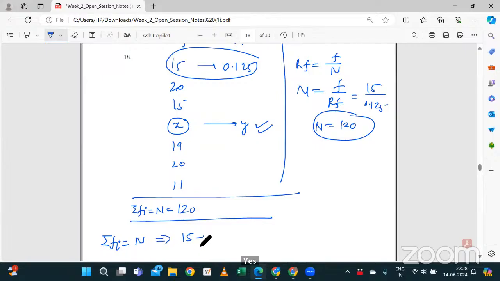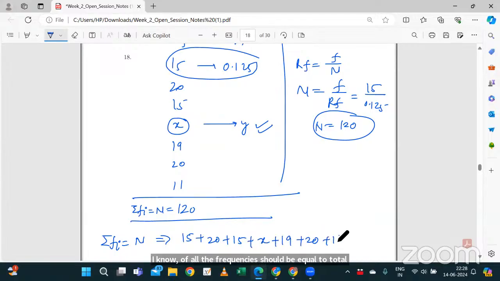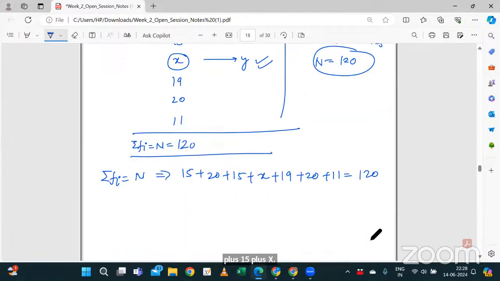Then I will write 15 plus 20 plus 15 plus x plus 19 plus 20 plus 11 equal to 120, right? So x will be 120 minus the addition of all these values. The sum is 100, right? Yes, sir. So it's correct.